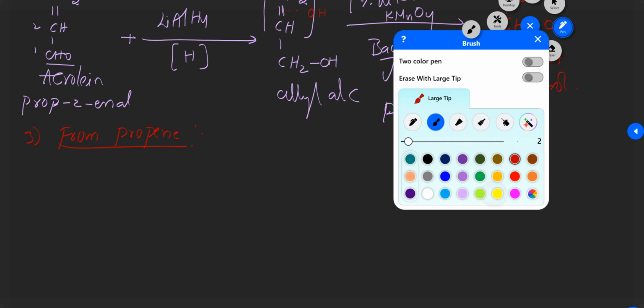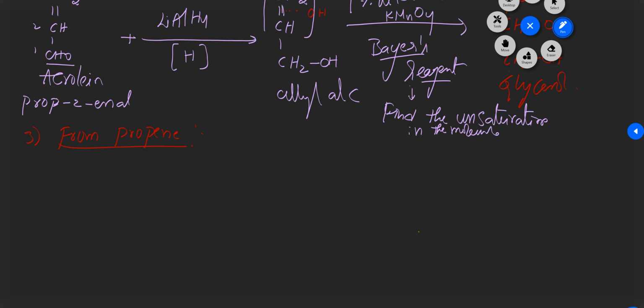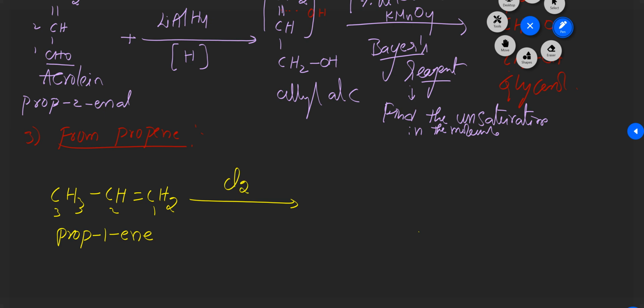Now I'm taking propene, CH3 CH double bond CH2. This one is 1, 2, 3, prop, with the double bond at the first position, so prop-1-ene. Propene is going to react with a halogen, chlorine, at 800 Kelvin.